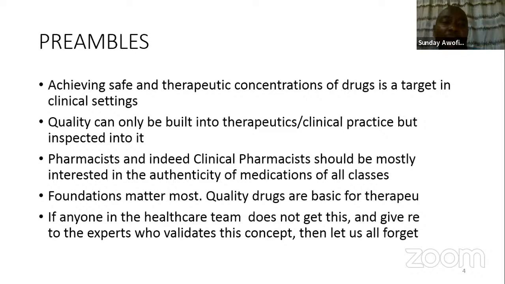The first one says, achieving safe and therapeutic concentrations of drugs is a target in clinical settings. I make it a point of duty for my students from year 3 to note that when we take drugs, we actually want the drugs to get to a concentration in our system where it can work. Either it gets there, it doesn't get there, or it gets beyond where it should be. When it gets beyond where it should be, we're going to see a whole lot of toxicities. When it doesn't get there, then we won't really get the result we're looking for.